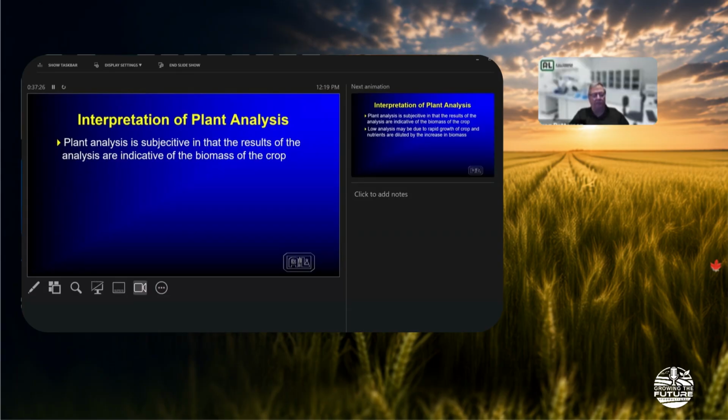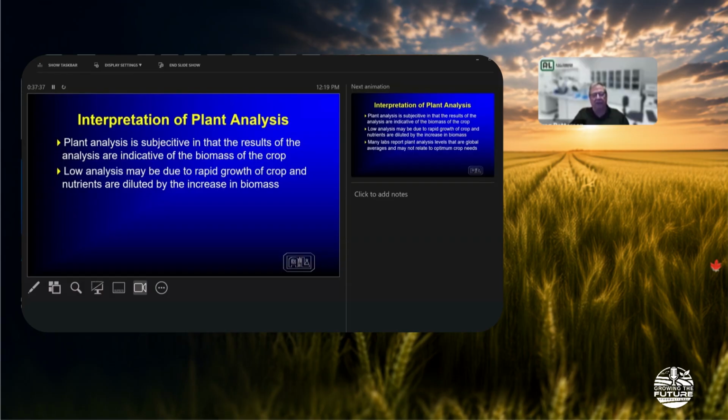Okay, so anyhow, tissue sampling or plant analysis is very subjective to what's going on in the crop, and most people misinterpret how to read them. It's not as black and white as it should be. A lot of times, a low analysis on your report could be because of rapid growth of the crop, and if you're doing everything right in a crop, a tissue sample should drive you crazy because you'll have to keep up with it.